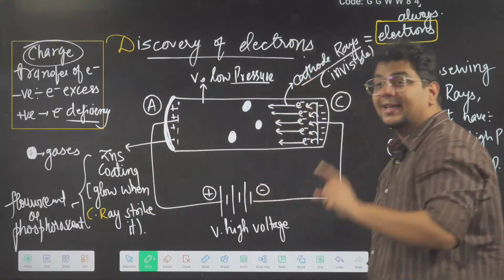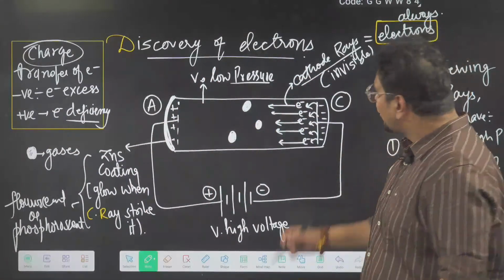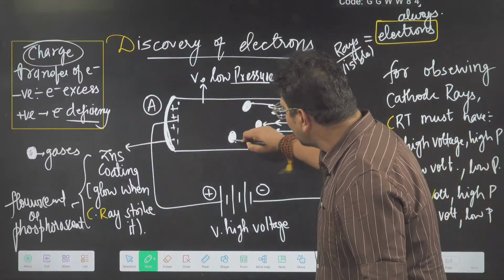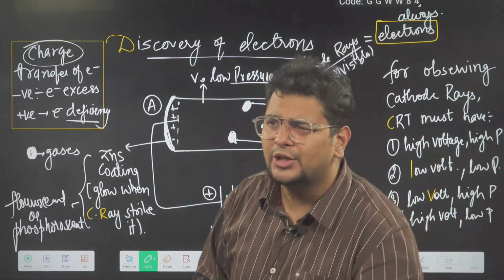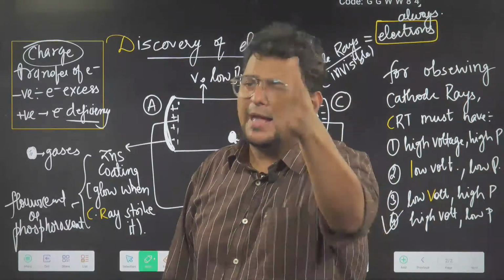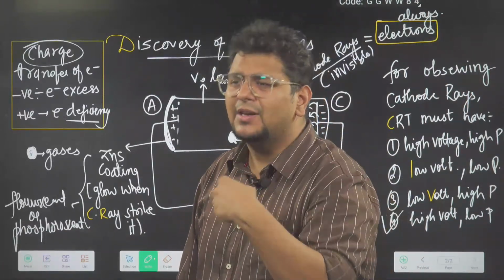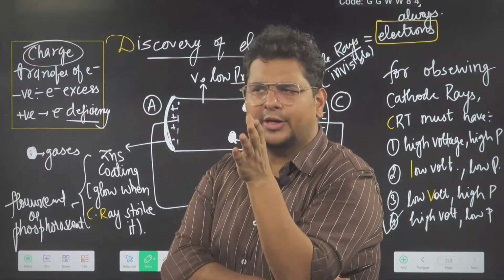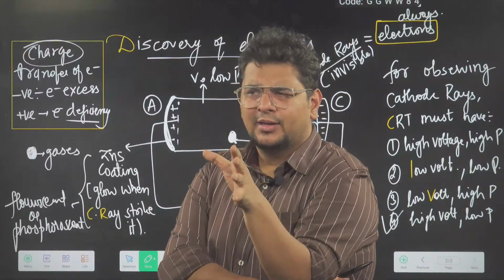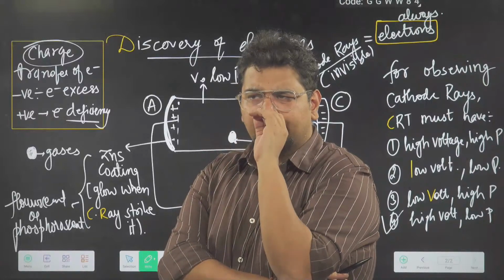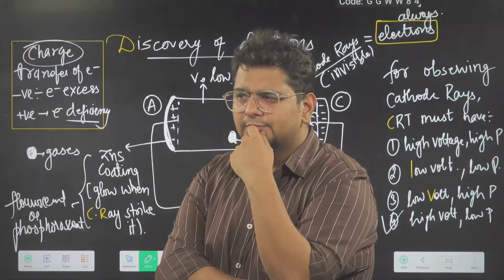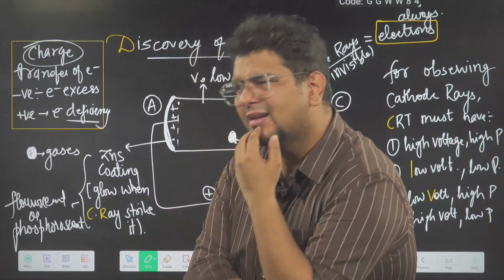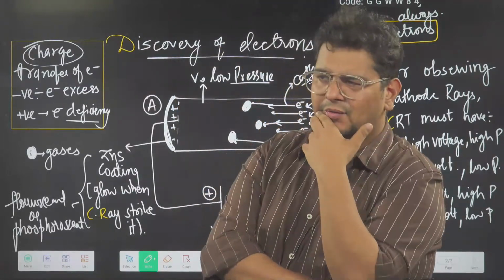On the way, gas is there, so collision will happen. Tell me now, in a collision, if I am running towards you with full energy and I collide with you, will your specs come out or your kidney come out? Will your specs fall or your kidney fall? Specs. Why not kidney?